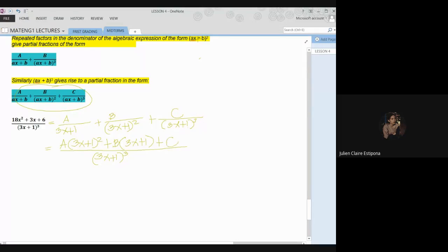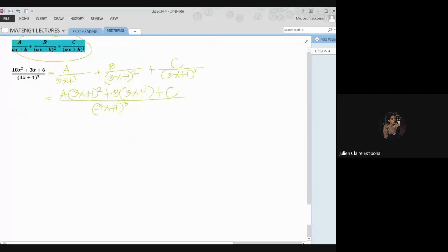So now we are ready to get the numerators and then to be able to get the values of a, b, and c. Okay, we copy that one. 18x squared plus 3x plus 6 is equal to. Okay, so what is the value of that one already? That is 3x plus 1.